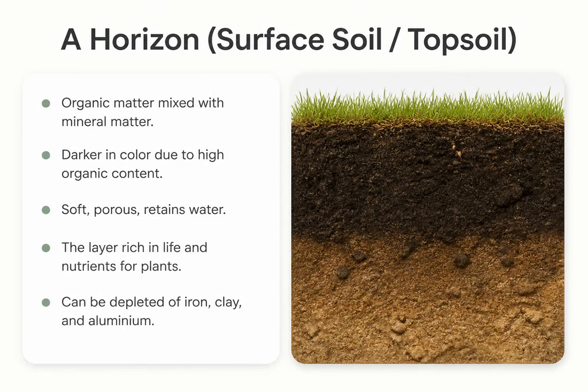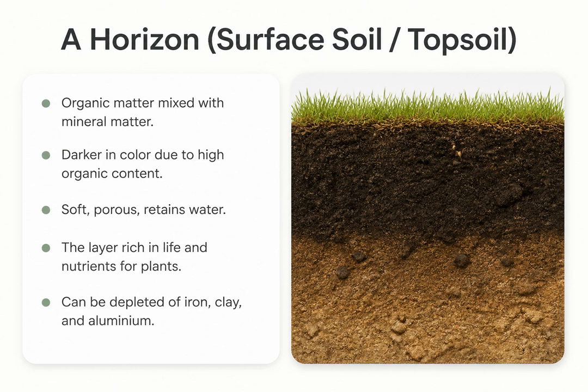Just below that is the A horizon, commonly known as the topsoil. Here, organic matter from the O horizon mixes with mineral matter. It is usually dark in color due to the high organic content, making it soft, porous, and great at retaining water. This is the layer rich in life, providing the essential nutrients that growing plants need.